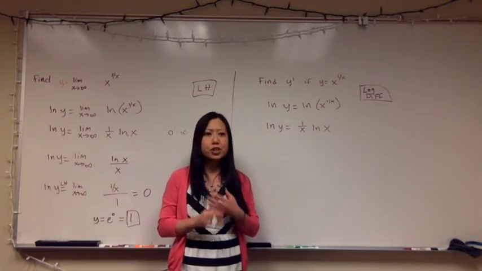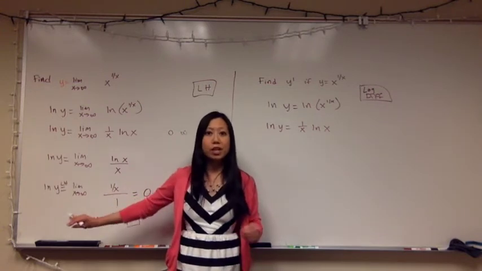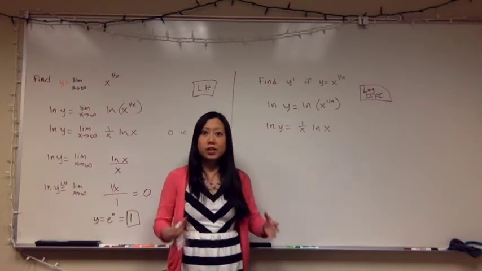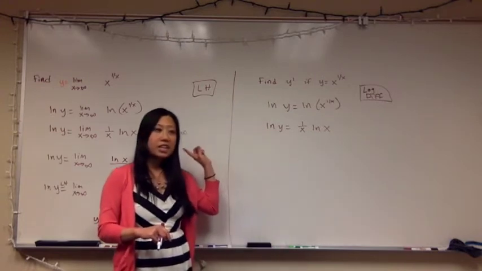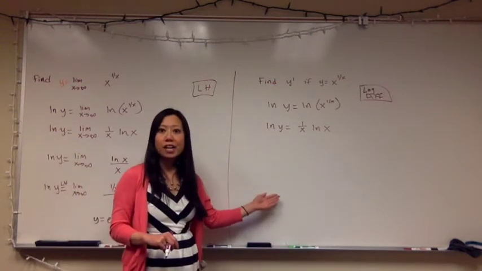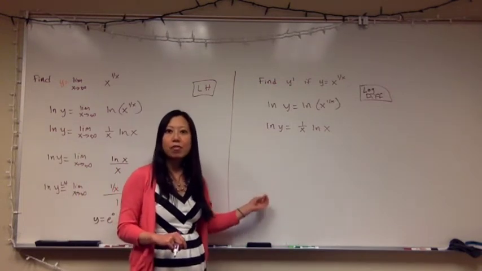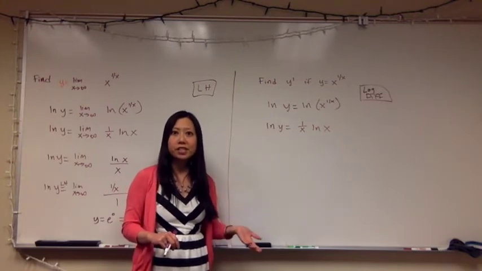But after that, it's two completely different methods, right? We don't write 1 over y prime here. We don't find the limit here. Okay, they're two different methods: limits, derivatives. L'Hopital, log differentiation. So now we're ready to go ahead and find the derivative. Because we don't have y equals, we have ln y equals, we have to implicitly differentiate.